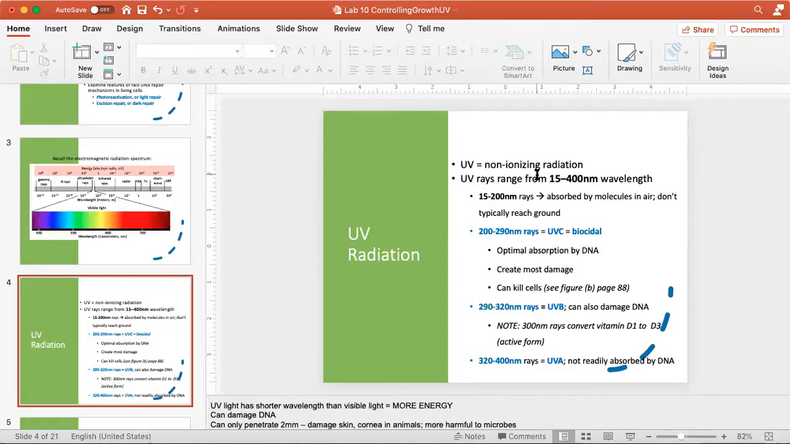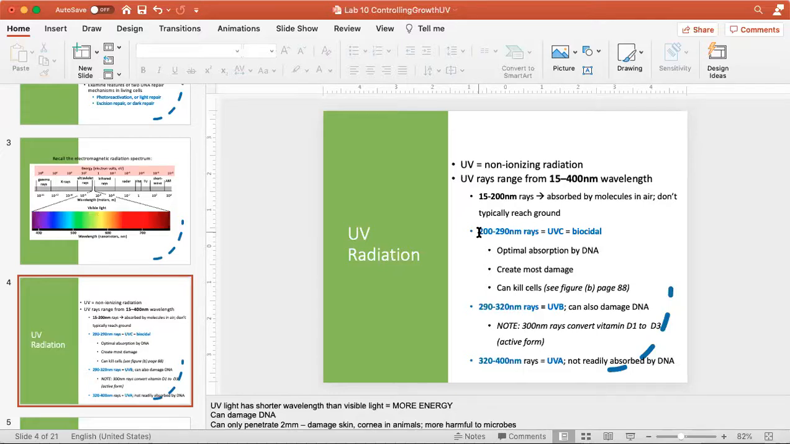Now, within this range of wavelengths, we can break this down into 3 different types of ultraviolet. Now, you've probably heard these terms. We refer to these as UVA, UVB, and UVC. If you've ever picked up and read the label on a bottle of sunscreen, you've heard these terms before. Let's look at what they mean in terms of wavelength and energy.